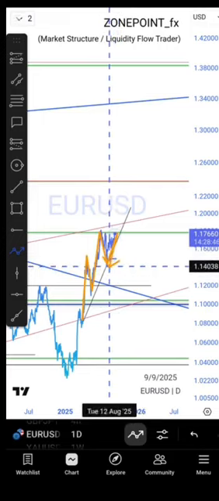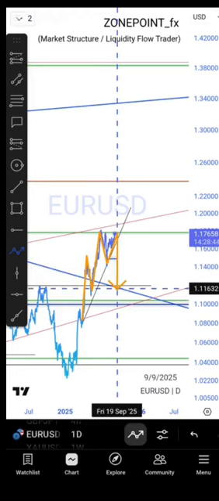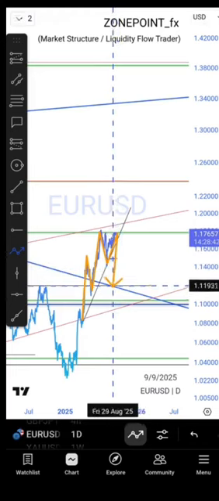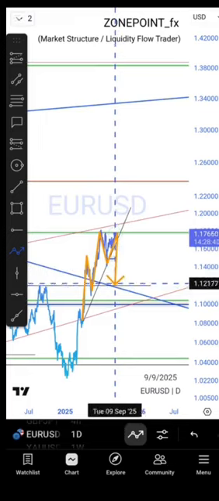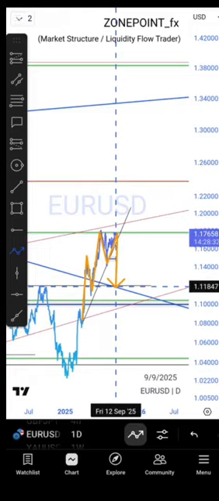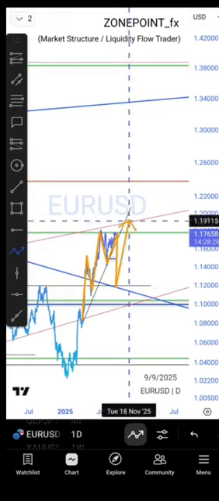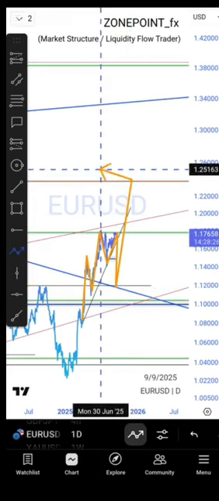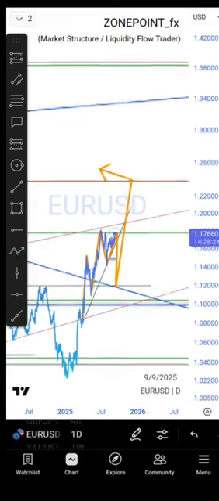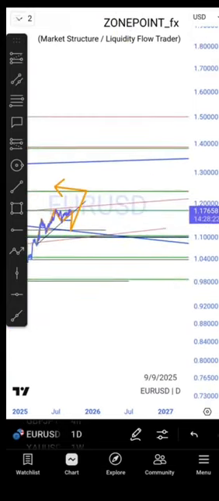Maybe it's taking out this liquidity and tapping our trend line. We don't know how the market wants to do it, but however the market wants to do it, we already have a bigger picture of what the market is doing and how it is forming its structure, to continue moving up. So that's just it. So this continues moving up now.